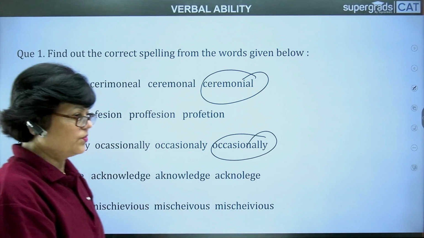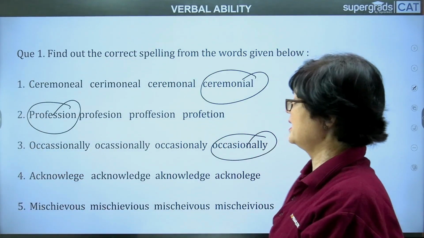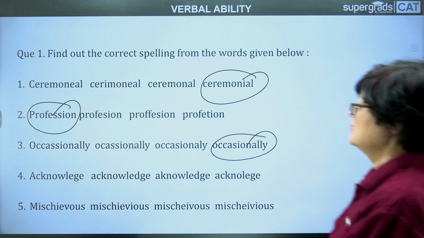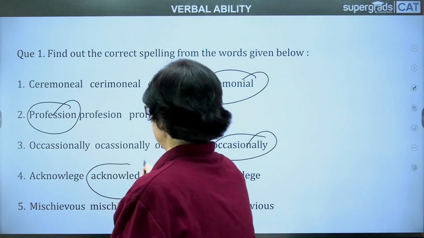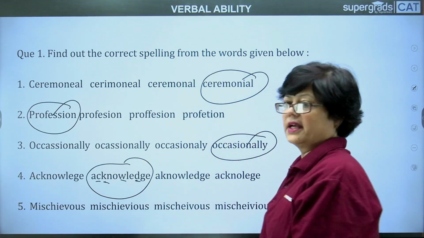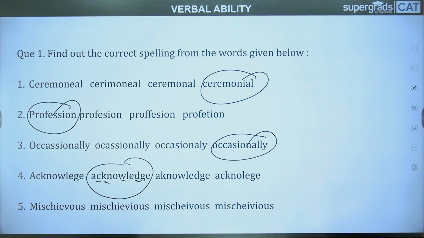Coming to the next word, acknowledge. The correct spelling is this one, wherein you have a C, you have a K, you have a W, you have a D. So this is the correct spelling of the word acknowledge.